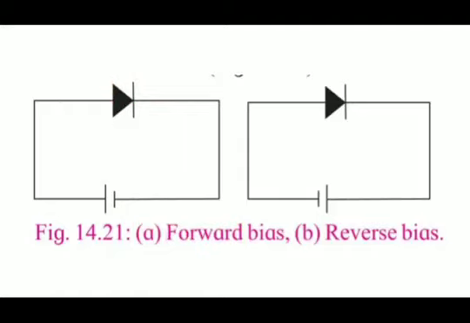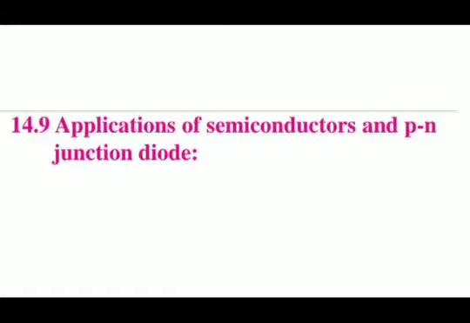Then the opposite of that, that is the positive side of the junction diode is connected to the negative terminal of the battery and the negative side of the diode is connected to the positive terminal of the battery. So with this kind of circuit connection, the p-n junction diode will work in reverse bias. This is what we had already studied. Let's move further. In today's video lecture, we will see the applications of semiconductors and the p-n junction diode.